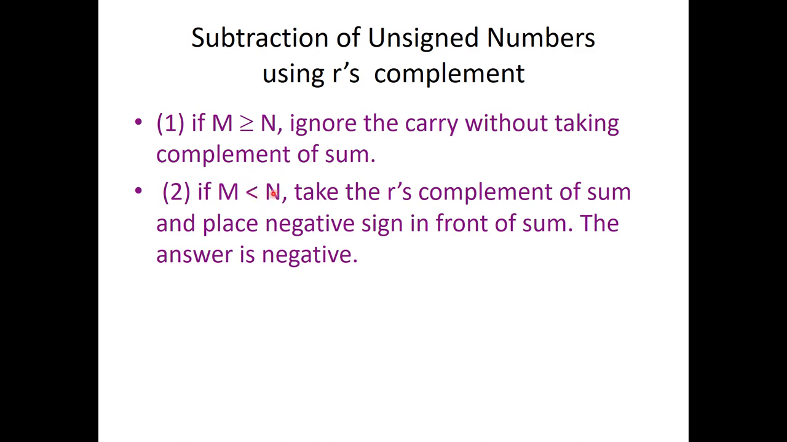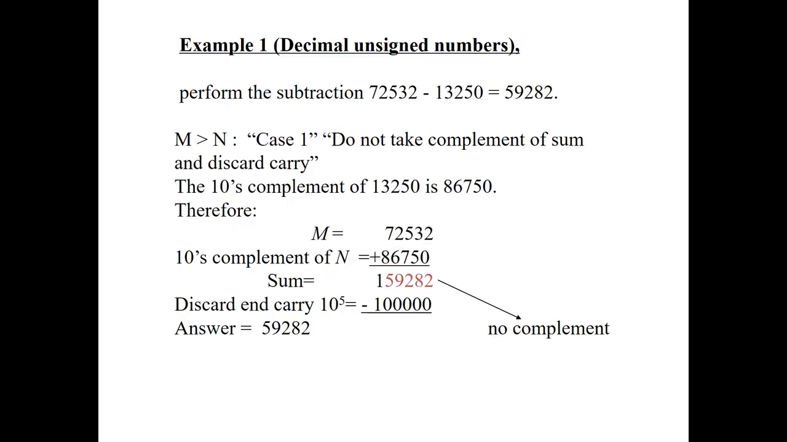If m is less than n, then whatever result you get, you take its r's complement again. Remember, you took the r's complement of the number n, but now for the result you take the r's complement again of the sum and place the negative sign in front of the sum. So that will be your resultant m minus n if m is less than n. So the resultant answer will be negative. I'll take a couple of examples with decimals first.